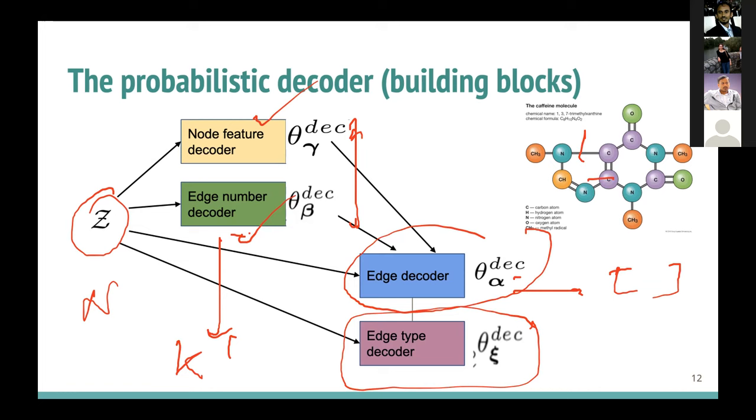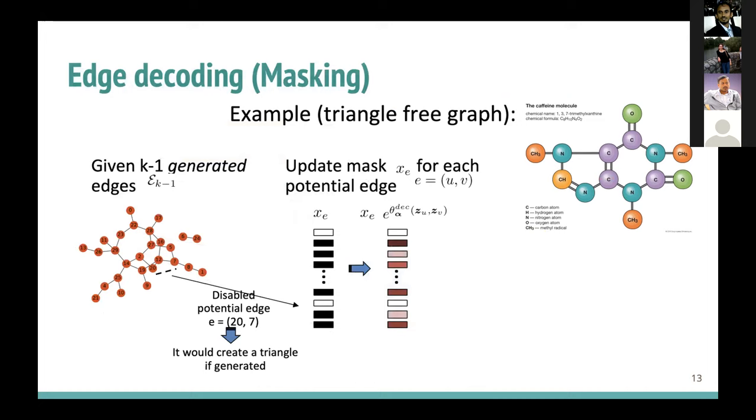Let us think a little more in detail. When we do this, there is another interesting thing which needs to be taken into consideration. If you see the molecule as such, a molecule has a special structure, and inside molecules there are hardly any triangles. This is a special feature of molecules. So now what do we want? We want to do some sort of masking to remove triangles, and we want to generate triangle-free graphs.